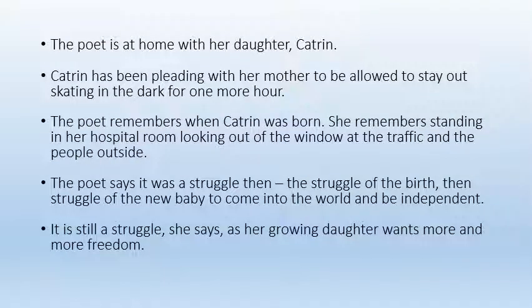And here's some more of broadly what the poem is about. The poet is at home with her daughter Catrin. Catrin has been pleading with her mother to be allowed to stay out skating in the dark for 1 more hour. The poet remembers when Catrin was born. She remembers standing in her hospital room looking out the window at the traffic and the people outside. The poet says it was a struggle then, the struggle of the birth and the struggle of the new baby to come into the world and be independent. It is still a struggle, she says, as her growing daughter wants more and more freedom.